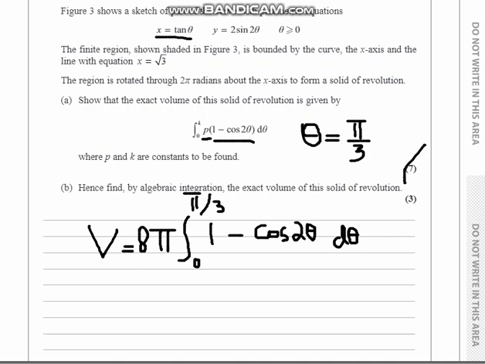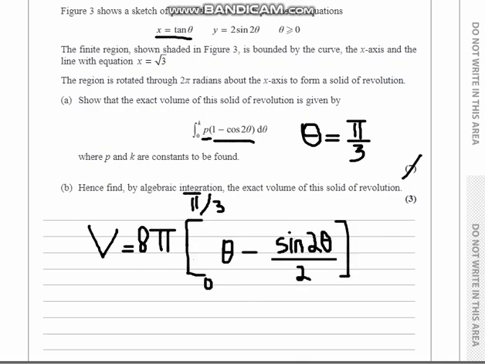Now moving on to part B, where they say hence find by algebraic integration the exact volume of this solid of revolution. Now we will integrate this equation. Integrating 1 with respect to d theta will become theta. Integrating cos 2 theta, with a minus sign here, cos theta becomes sine theta, but we have 2 theta here, so that will be divided by 2. There you go, that's our integral, theta minus sine 2 theta upon 2.